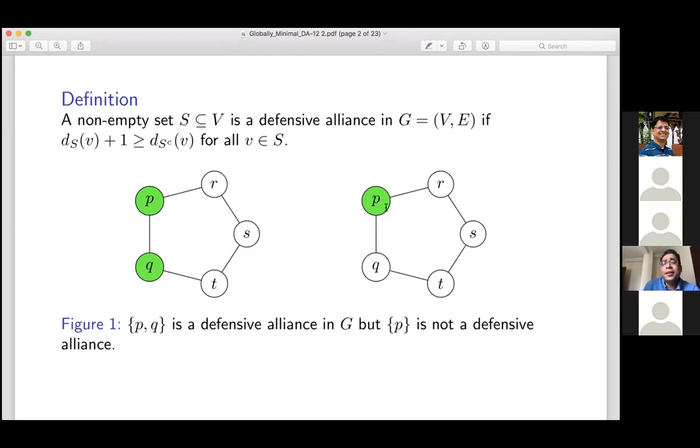Whereas only P does not form a defensive alliance because it has only 1 neighbor, P itself, in the set S, and outside it has 2 neighbors. So this condition is not true. So P is not protected. So P does not form a defensive alliance. Okay. So clearly, this is a trivial problem because if you consider all the vertices in the graph in your set S, that forms a defensive alliance. So we look for the smallest size defensive alliance.